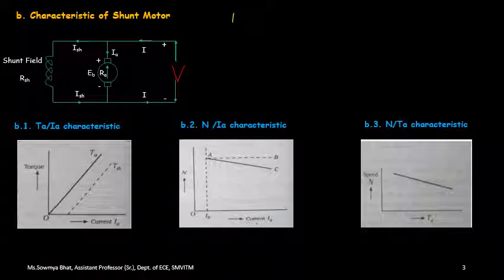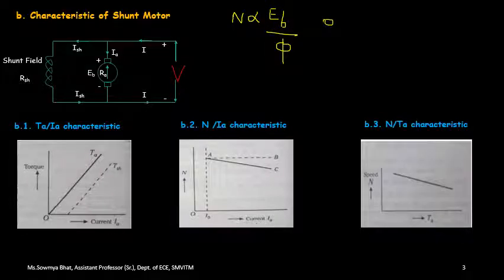From that we have found that N value will be directly proportional to EB divided by phi. It's a shunt motor, so phi value will remain almost a constant term. So I can straight away write the equation as the speed is in direct proportionality with the back EMF EB.